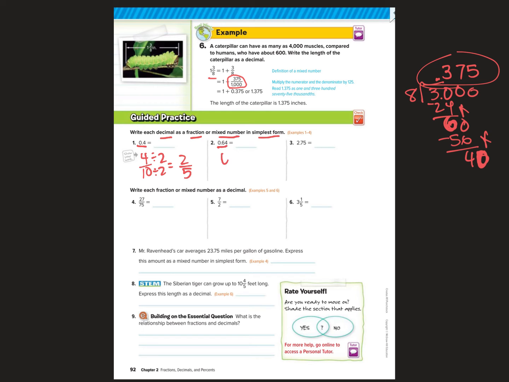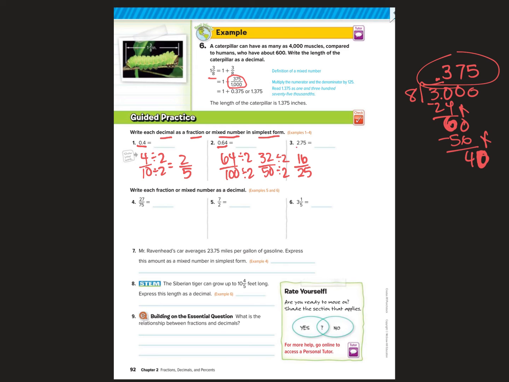64 hundredths. I can divide by 2, and get 32 50ths. That's still even, so I know I can divide them both by 2. Divide by 2, and I would get 16 25ths. And that would be in simplest form.